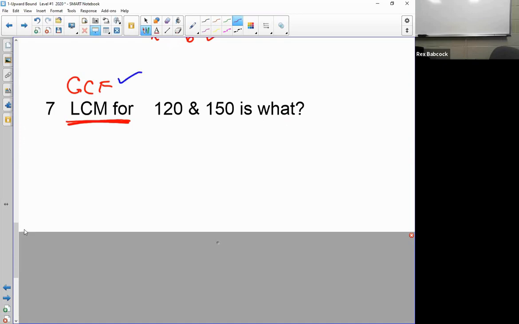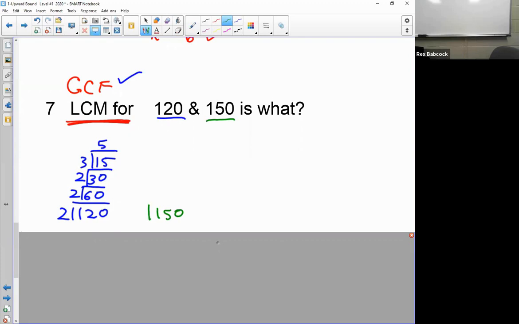Okay, let's do 120. 2 goes into 120, 60 times. 2 goes into 60, 30 times. 2 goes into 30, 15 times. Won't go anymore, but 3 does, 5. Let's do 150. 2 goes into it 75 times. 2 won't go again, but 3 will. Goes 25 times. 3 won't go again, but 5 will.